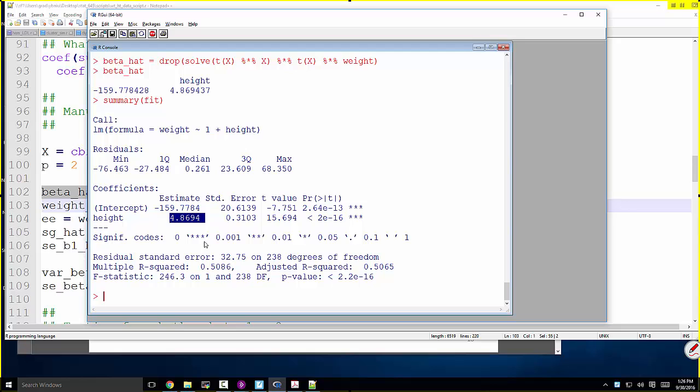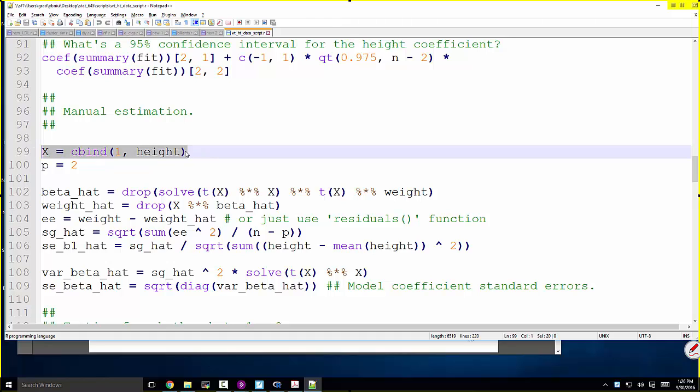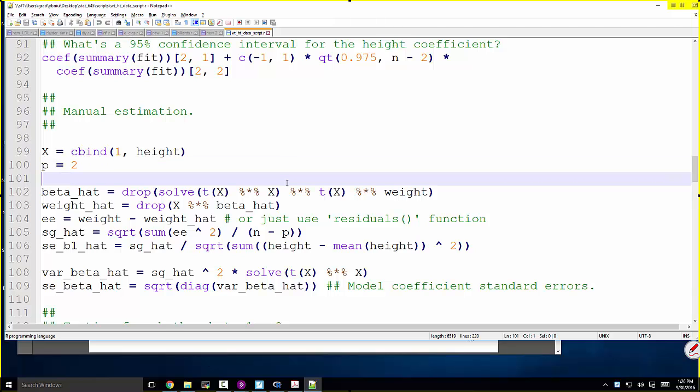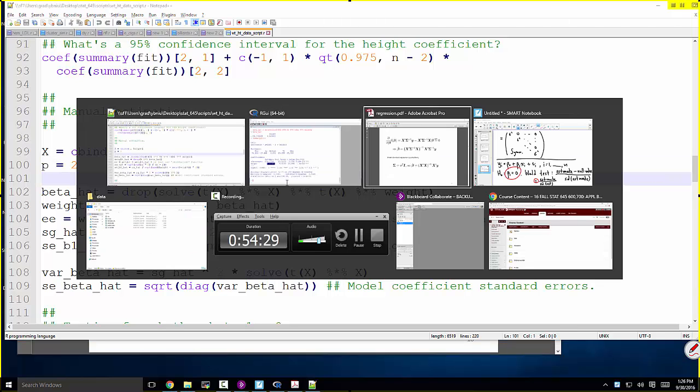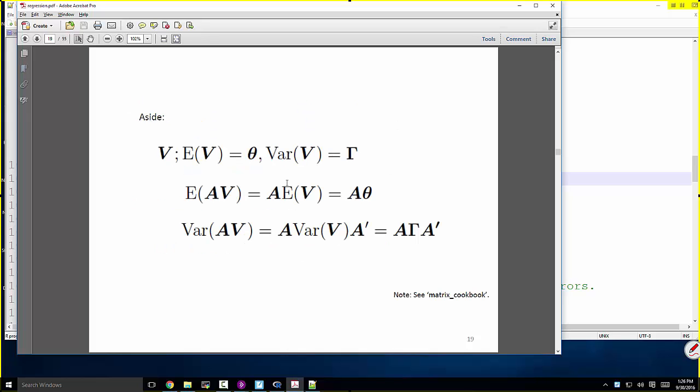So the key is, if you want to do these types of calculations, the key is to get this right. And then the same formula applies no matter what your model is. It's always X transpose X inverse X transpose Y. I'll come back to that script probably Monday to show you some more. Let me finish the next couple of slides here.